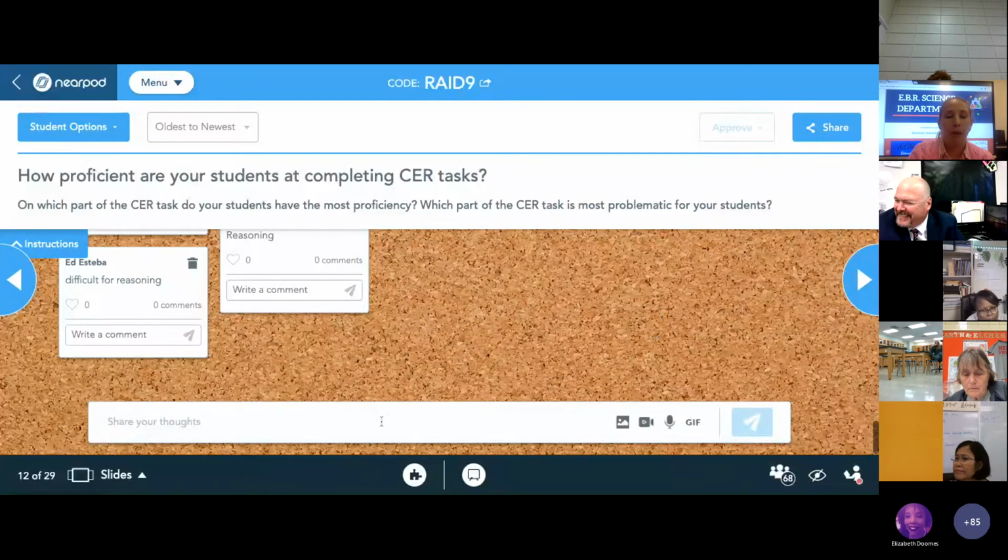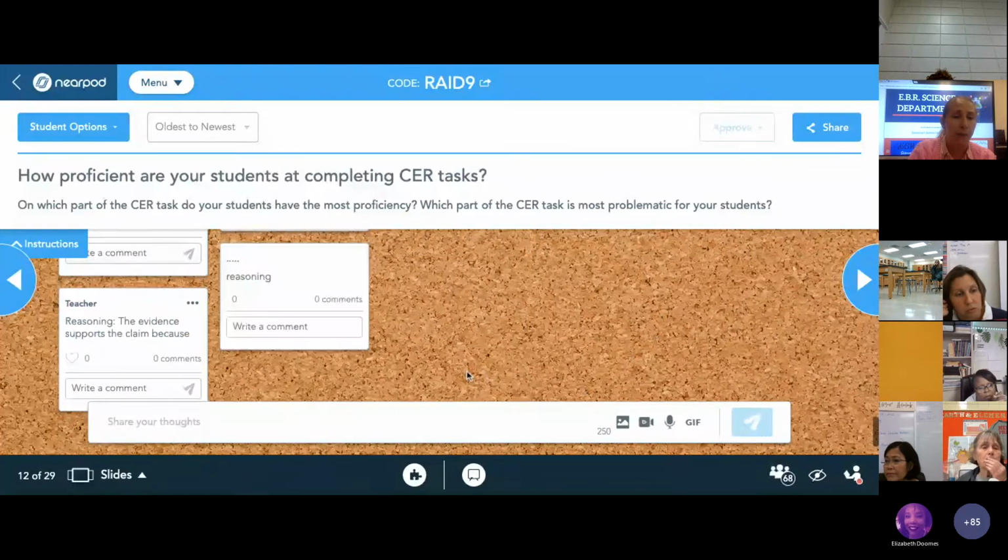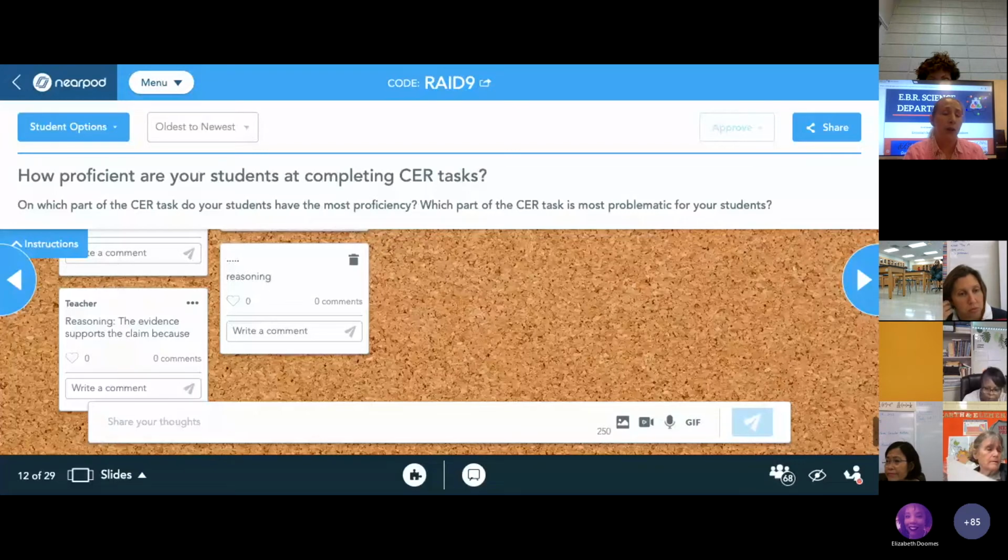So I'm going to share one of my thoughts. And how I start my students off with the reasoning is I always put them, "The evidence supports the claim because." And I would put this on an anchor chart in my room. And I actually put this on here. It makes it easier because they're saying, "The evidence supports the claim because." Okay, well, now I know what I'm doing for my reasoning. I'm saying why my evidence supports my claim. The evidence supports the claim because it shows, and then we're fixing to go into a couple of examples.